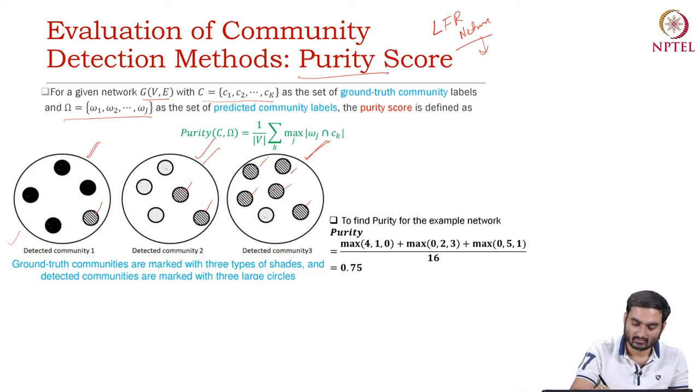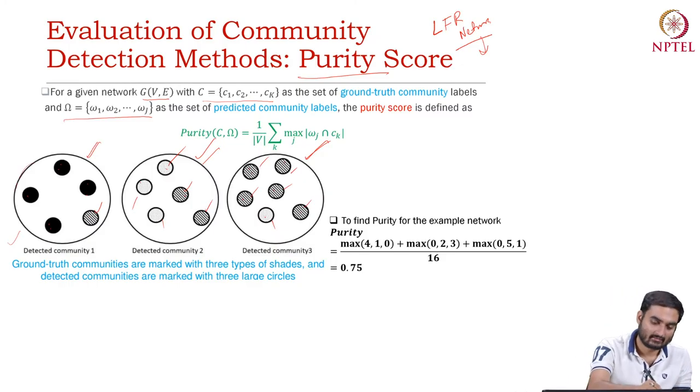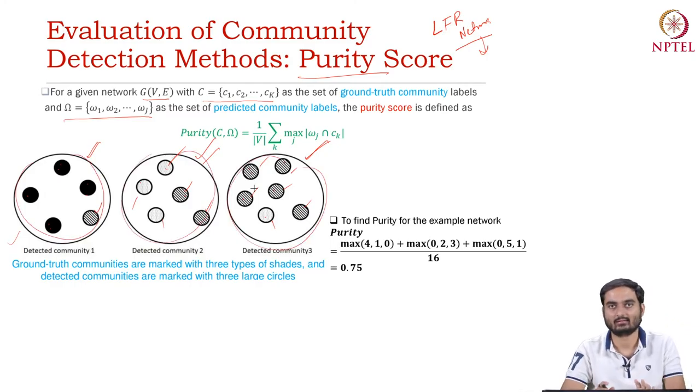According to the ground truth, these four nodes should be grouped together. But our detected community structure is different. Our algorithm detects these as a community, these as a community, and these as a community. So there are errors, and we need to measure these errors.